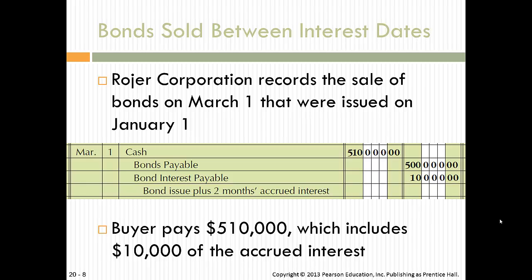The corporation records the cash received, which is the principal plus the 2 months of interest, $510,000. Then it records a liability, which is bonds payable, for the face value of the bonds, which was $500,000. Then it records an additional liability, which is bond interest payable of $10,000, which represents the liability of the corporation to pay back the bondholders for the interest that they've paid up front.